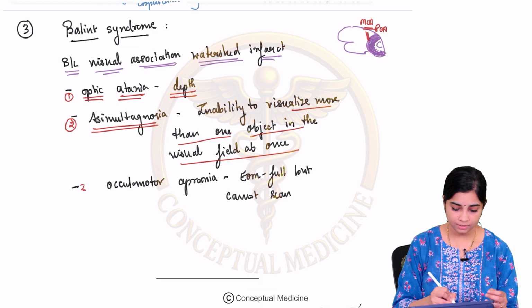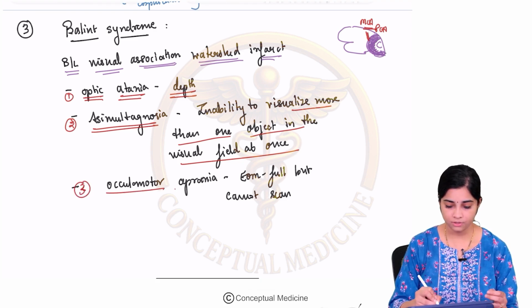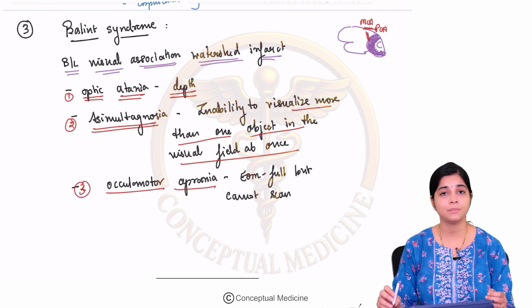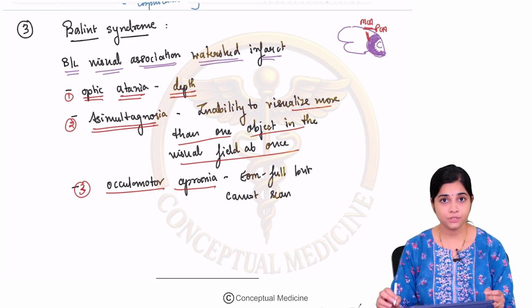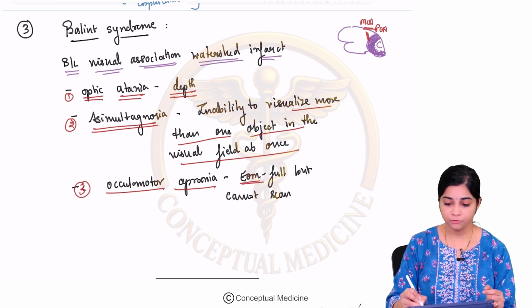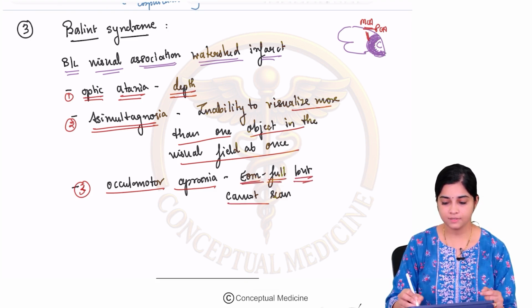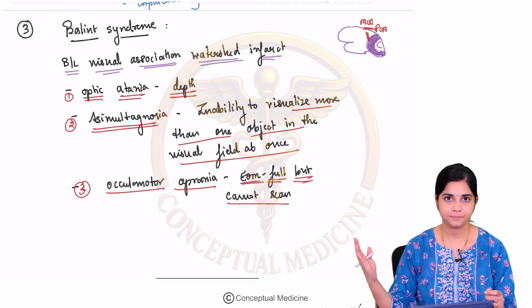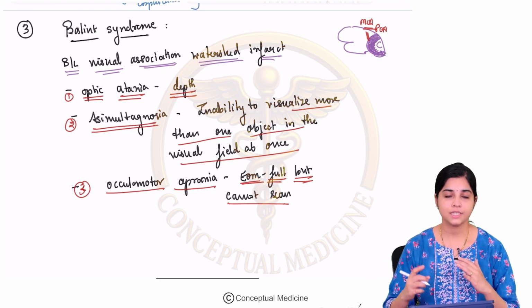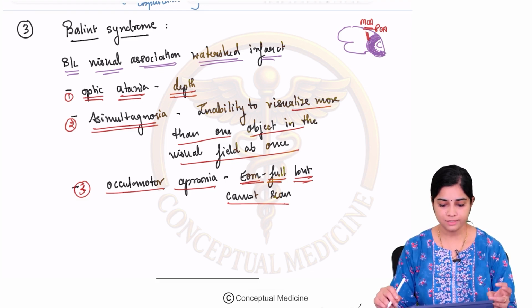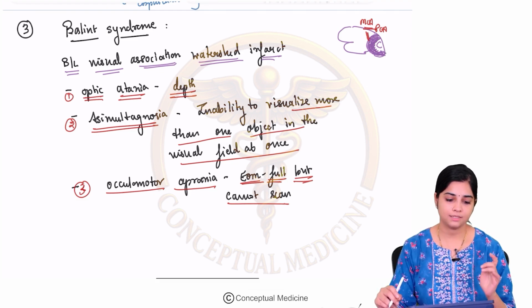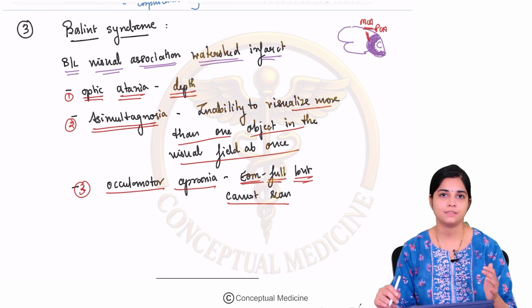Then the third and most important of the triad is oculomotor apraxia. Apraxia means inability to perform a learned motor act, right? Here the extraocular movements are full, but the patient still does not scan the field. So that is the meaning of oculomotor apraxia. Optic ataxia, asimultagnosia and oculomotor apraxia are the triad of features of Balint syndrome.